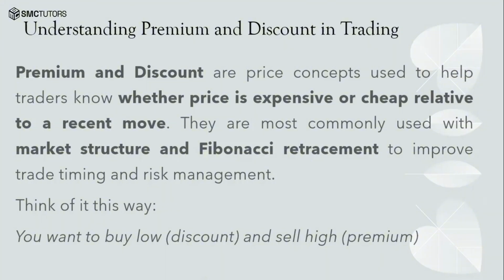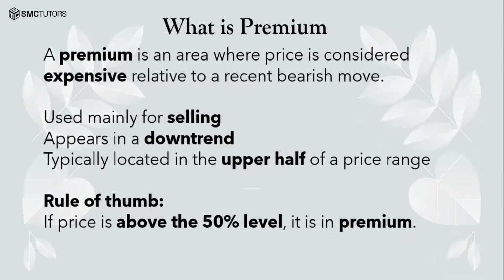If you understand premium and discount, it will help you answer the question, is price cheap or expensive right now? It should also help you know where to buy and where to sell at a particular point. So what is premium? Premium is an area where price is considered expensive relative to a recent bearish movement. If price has moved in a bearish flow like this, you're not supposed to continue selling here. You have to wait for price to do a pullback. So let's mark out what premium and discount really mean in a price movement.